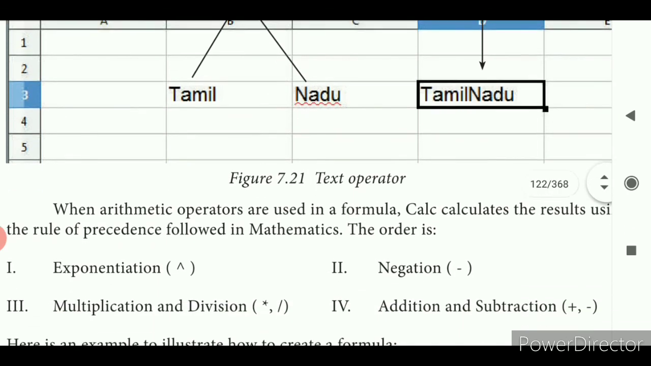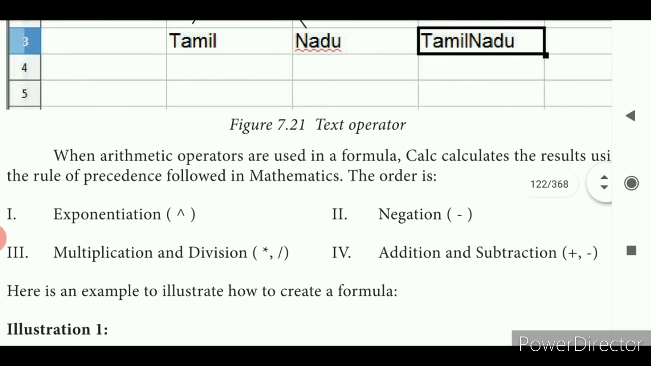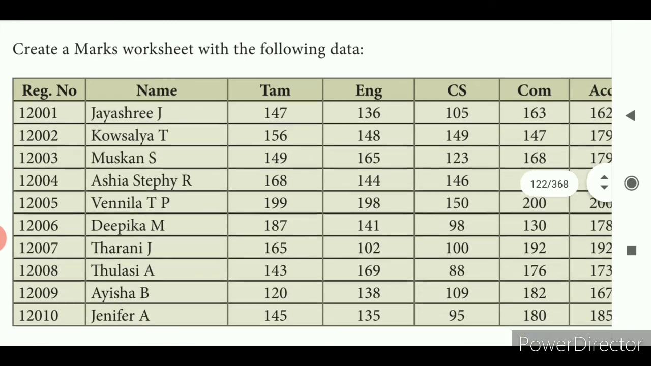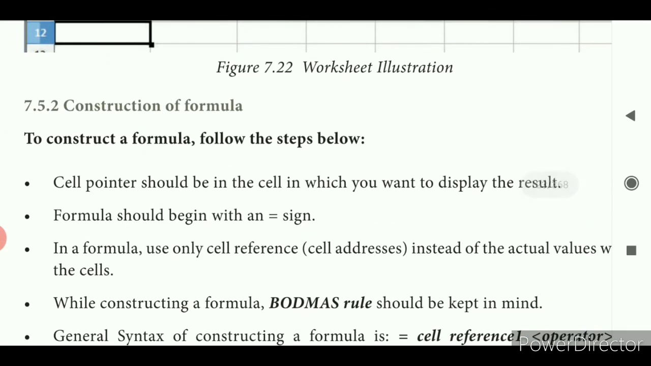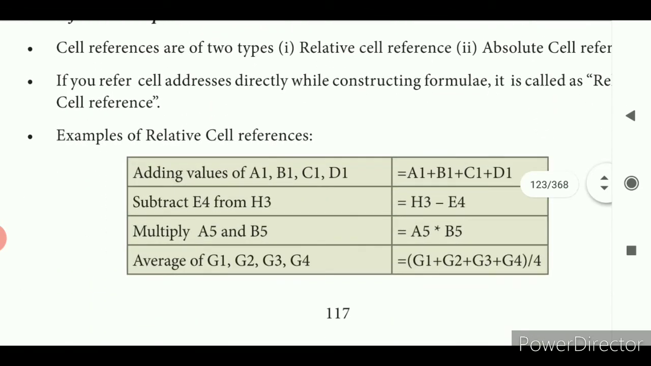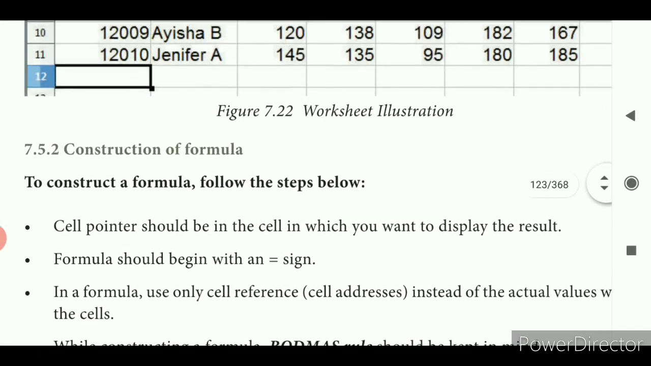Your output will be the single text, Tamil Nadu. Then you have some more operators: exponentiation, multiplication and division, negation, then addition and subtraction. Then how do you construct the formula? This one we will see in the next topic.